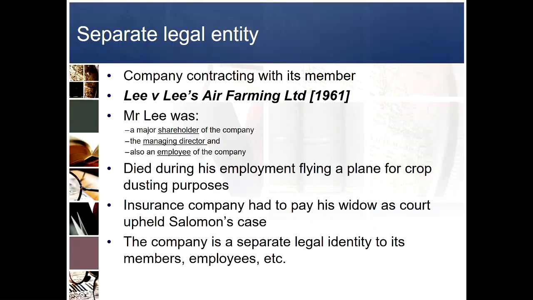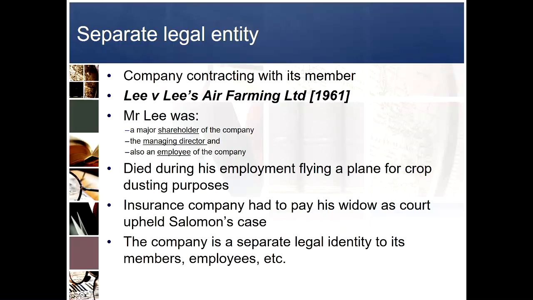Mr. Lee struck some electricity transmission wires. That's one of the biggest hazards in that industry, and he crashed his plane and he died. So it is a sad case. What's the relevance of this case to corporate law is that he, just like Mr. Salomon, just like Mr. Macora, he operated this business as a sole trader, but then he incorporated the business.